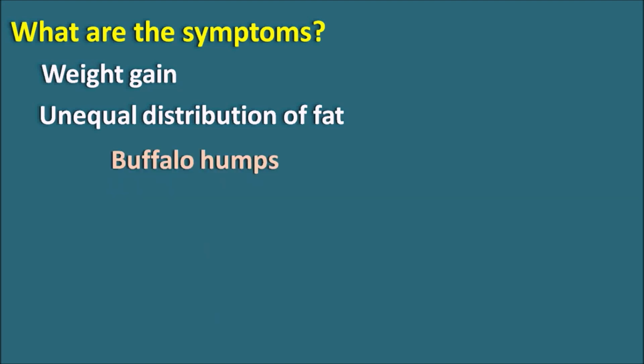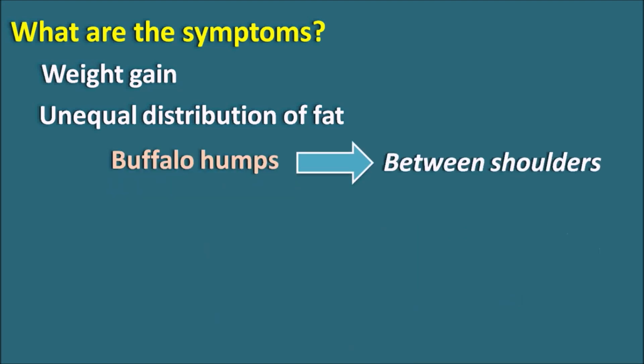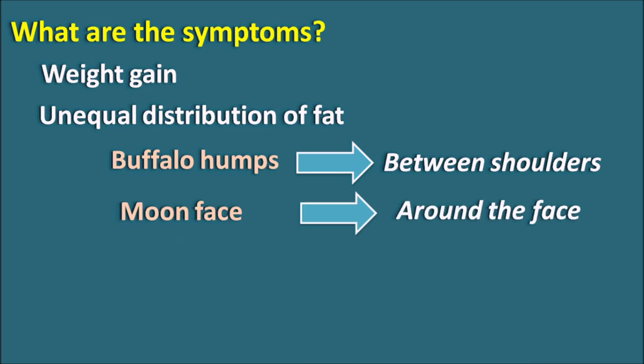Particularly, we can observe a buffalo hump. That means the fat is distributed between the shoulders on the back side, so an enlargement may be observed between the shoulders like a buffalo. And moon face. Moon face is because of the distribution of the fat around the face, resulting in a rounding of the face like a moon, and this is again due to the unequal distribution of the fat which is deposited around the face. And another important symptom is the thinning of the skin.